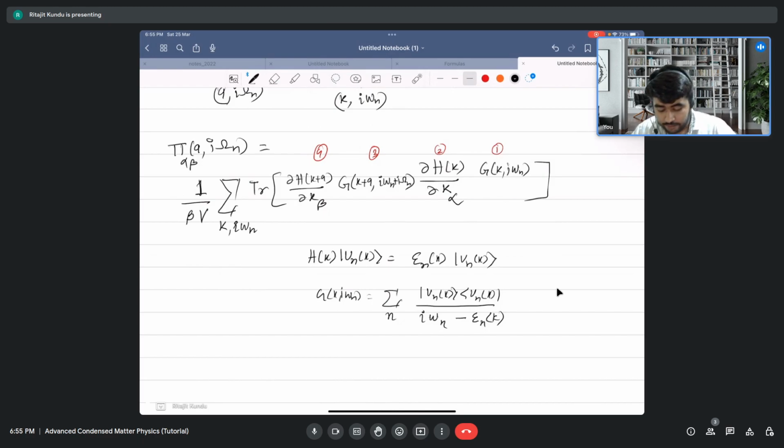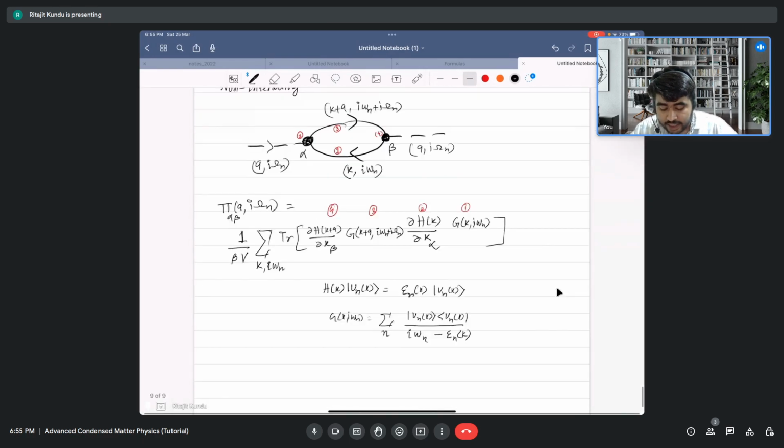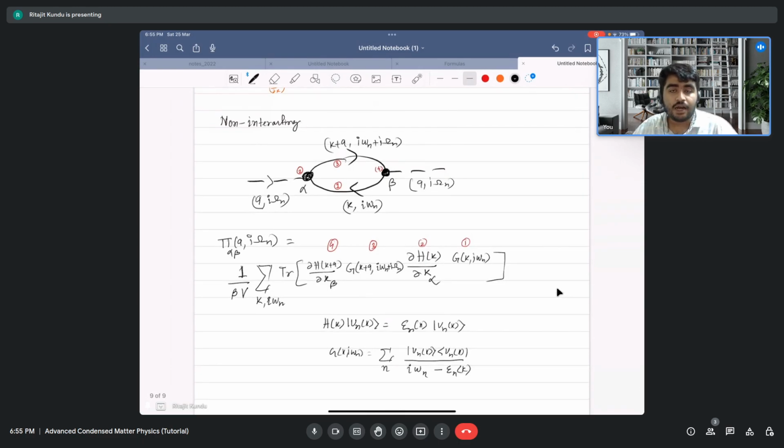Okay, so I hope you get some familiarity with how to deal with the Kubo formula and how to deal with this kind of diagrams, to calculate correlation functions, because the correlation functions are what we measure experimentally, okay. And it is important in condensed matter to learn how to calculate these correlation functions, okay. So I hope this lesson has been useful for you.